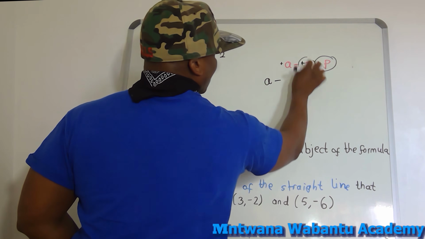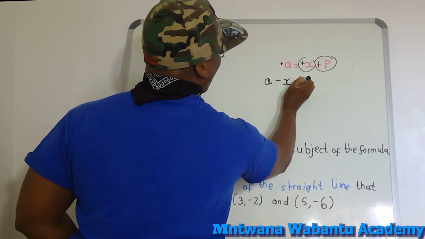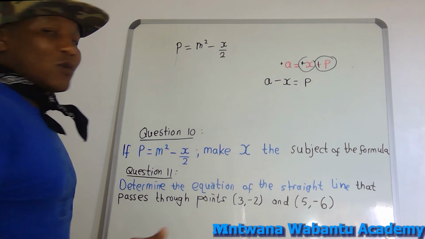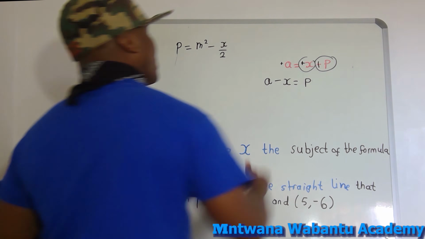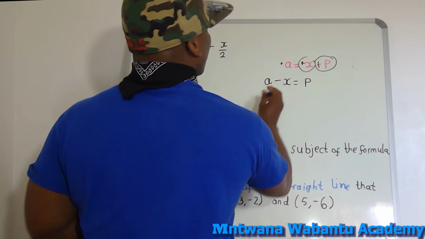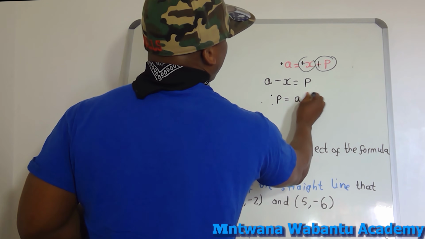So when it goes over the equal sign, it becomes negative x. And p, even if I don't write the sign, I know it's positive, because even if there's no sign, it means it's positive by nature. So now your p has already been separated, so p is the subject. Then you can write it in reverse: p equals a minus x.